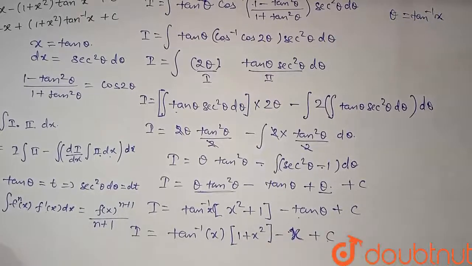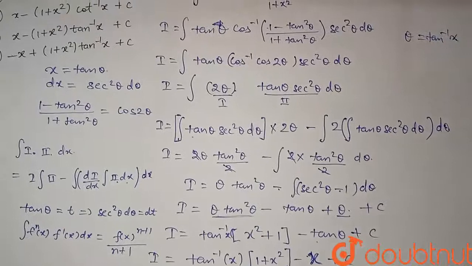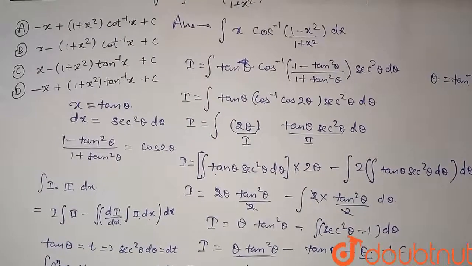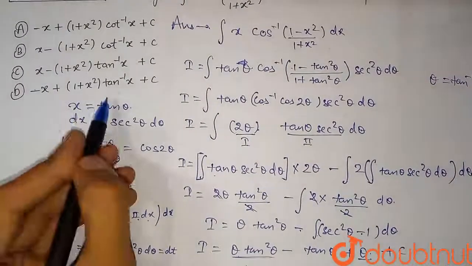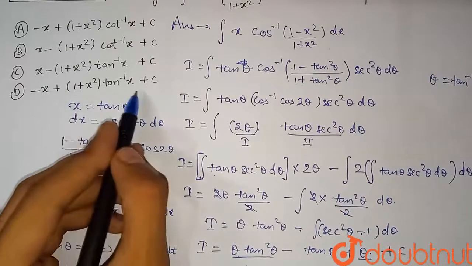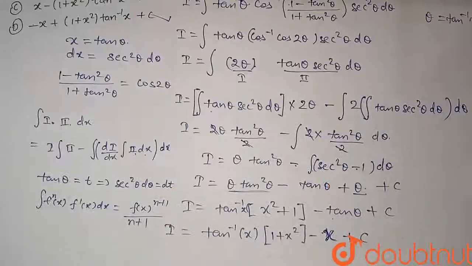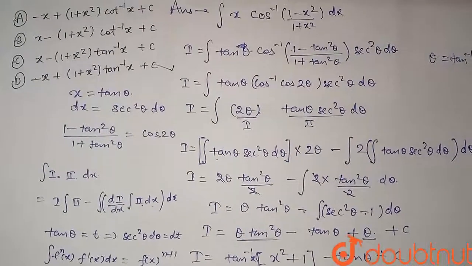If we match the options for this, we have minus x along with tan inverse x into 1 plus x square. If we check the options, there are 4 options, and here this is tan inverse x into 1 plus x square, minus x, and plus c also. So we are getting this as the answer: minus x and tan inverse x into 1 plus x square plus c. So the answer to this question will be option D.